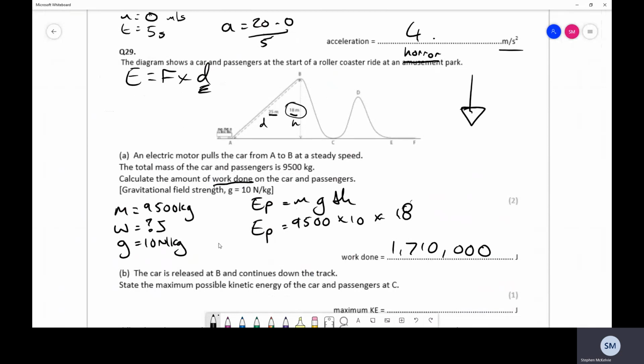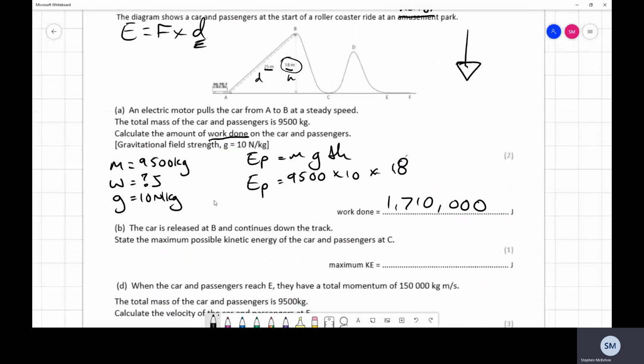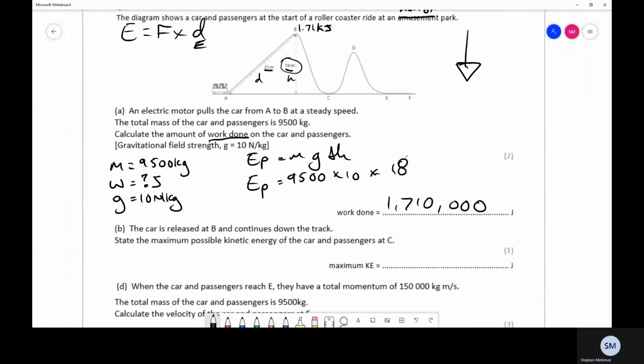The car is released at B and continues down the track, hopefully, but nobody knows that. State the maximum possible kinetic energy of the car and passengers at C. Well, up here, I have got 1.71 kilojoules. That's not true. I've got 1,710 kilojoules. Goodness gracious me. Now, when this car goes down, the amount of kinetic energy that will be transferred, I drew an arrow! Oh my God, look at that. That's so cool. The amount of kinetic energy that's transferred will be equal to the amount of work done that was used to get it up there. So the amount of kinetic energy will be the same as the work done.